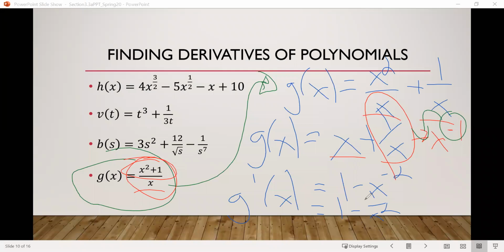Okay, so sorry, this is kind of sloppy. Let me do this. Final answer would be g prime of x equals 1, what did I say, minus 1 over x squared.